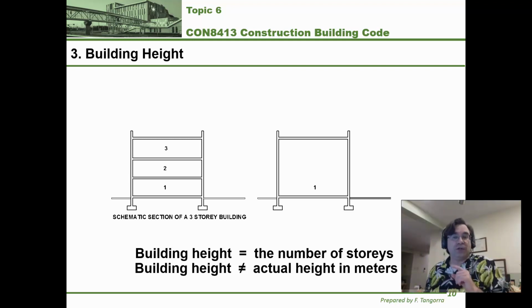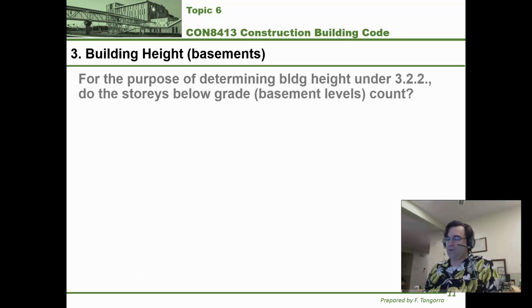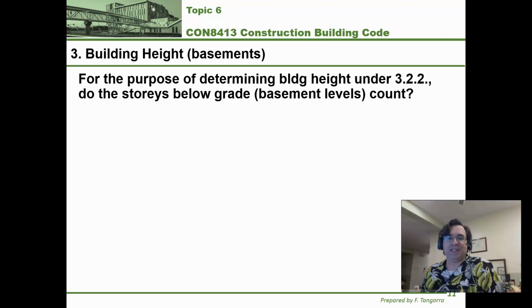But according to the building code, there are 2 different heights. The building on the left, its height is 3 stories. The building on the right, its height is 1 story. And that is important because the building on the left likely has way more people in it than the building on the right. Okay? All right. Now let's talk a little bit about basements, right?